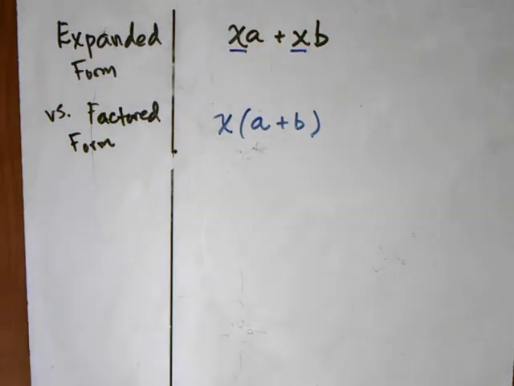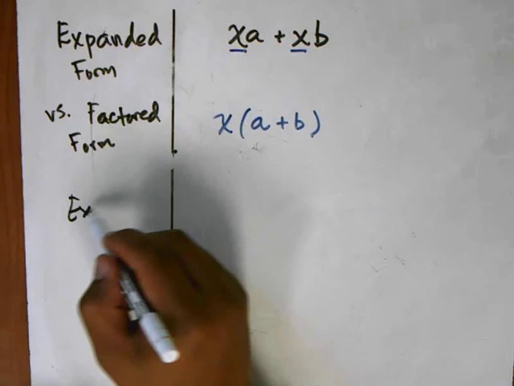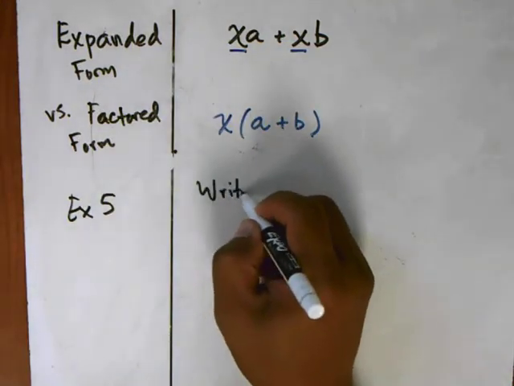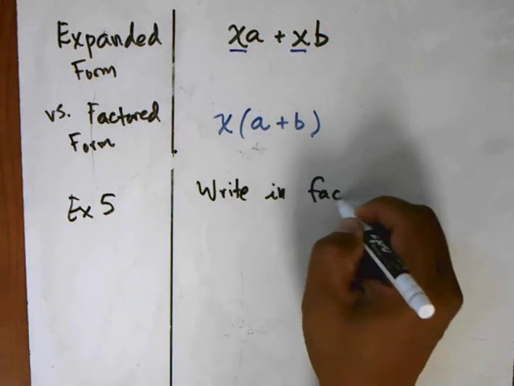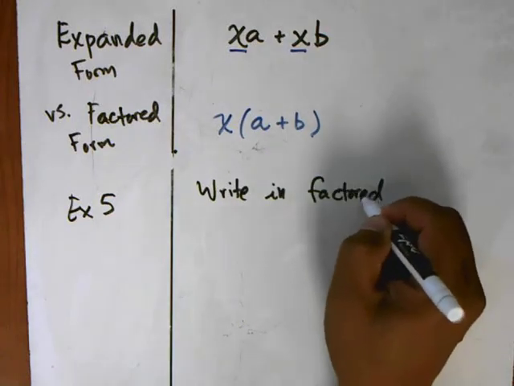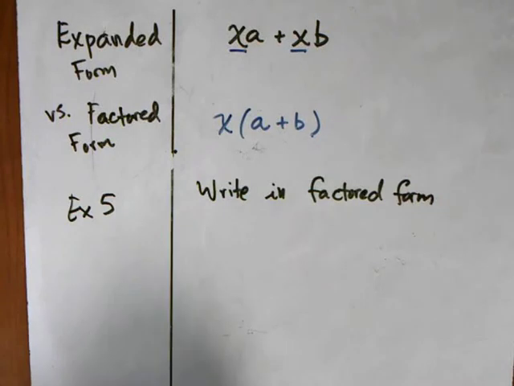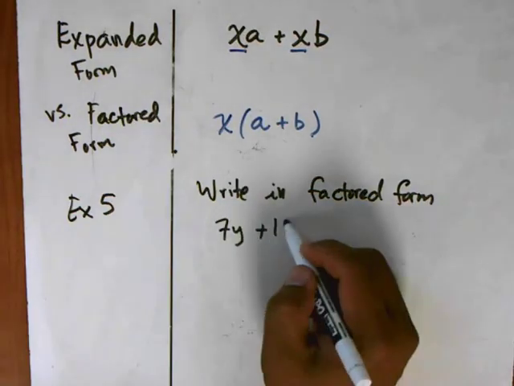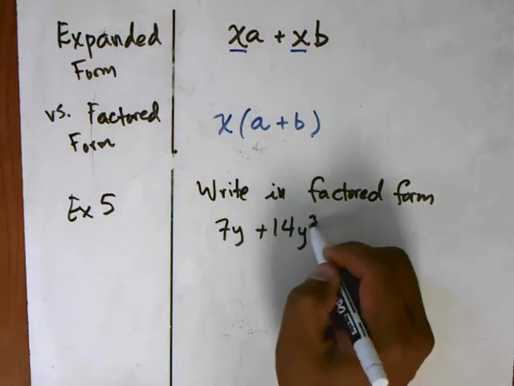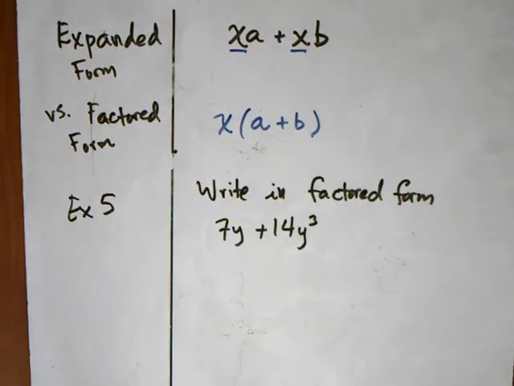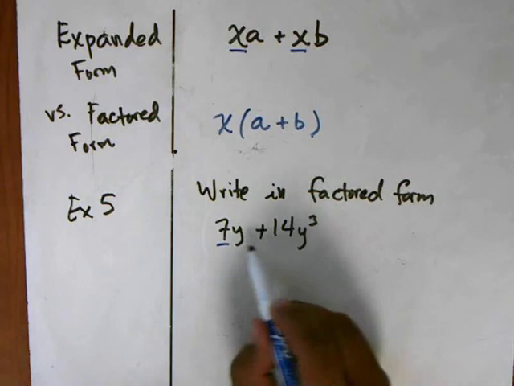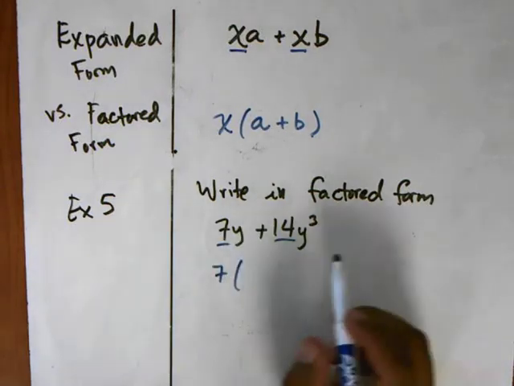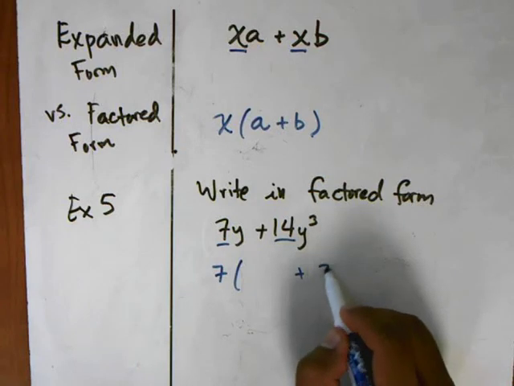So let's just look at a quick example here. We'll call this example 5. And we're saying write in factored form. And I'll give this example as 7y plus 14y to the third. So we can identify the common factors, which is 7. 7 goes into both 7 and 14. So we can pull out a 7, and that leaves us with 1 plus 2.